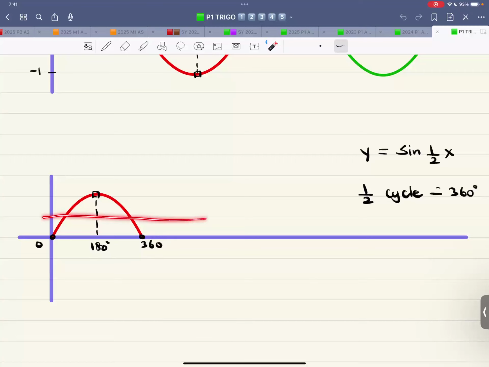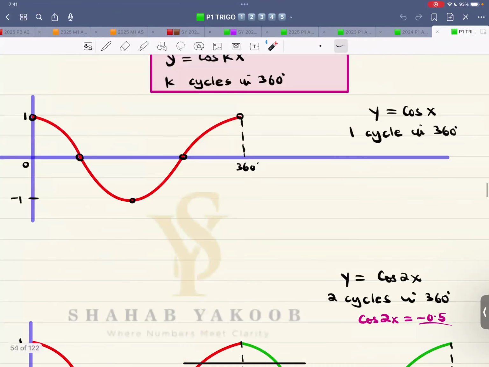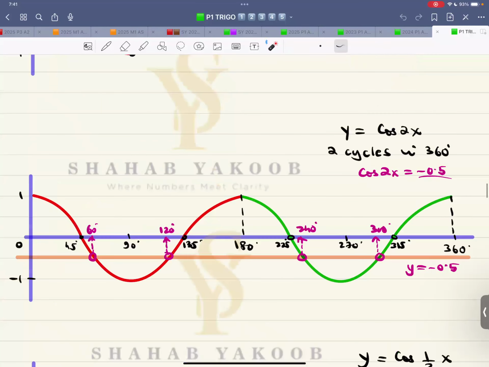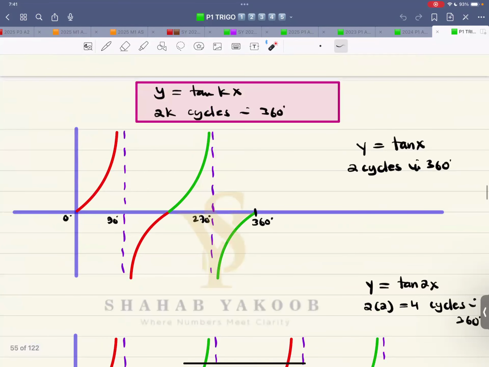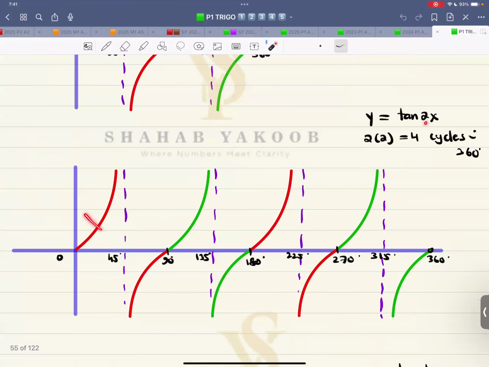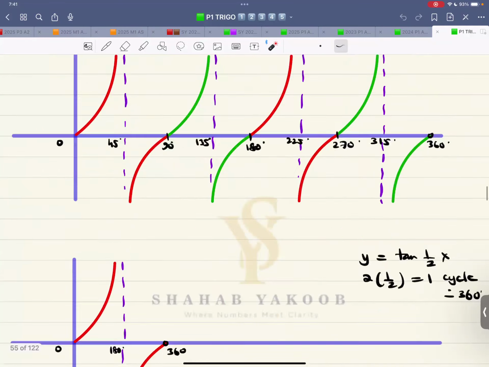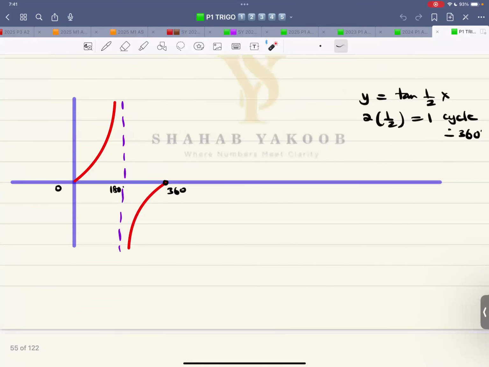Similarly, if I draw y equals half, still 2 solutions because both solutions are within the first 2 quadrants. Cosine kx, cos 2x, cos half x, tangent kx, 2k cycles in 360. So when the coefficient is 1, there are 2 cycles. When the coefficient is 2, there are 4 cycles. So this is red, this is green, this is red, this is green. When it's tangent half x, 1 cycle.